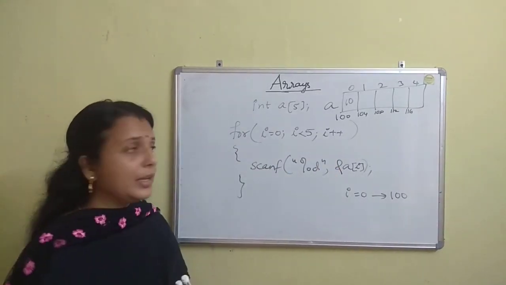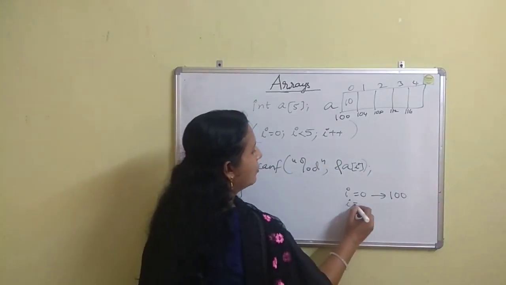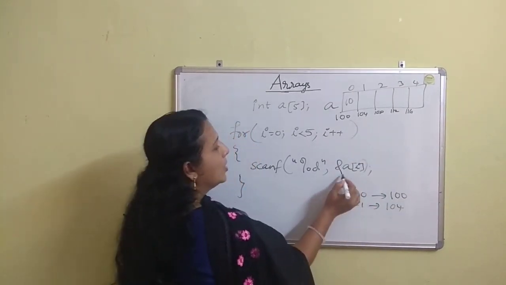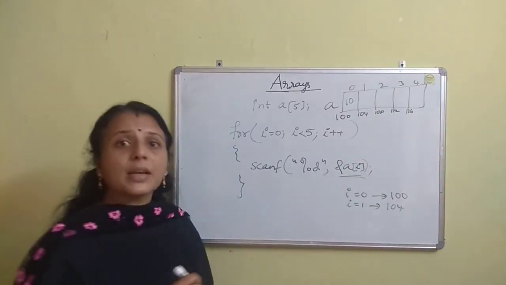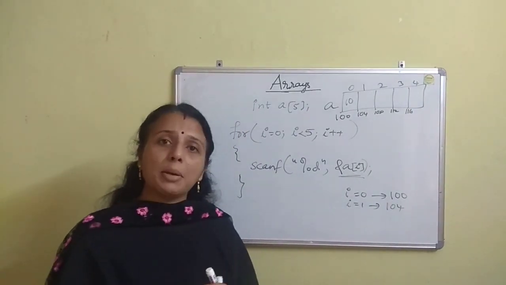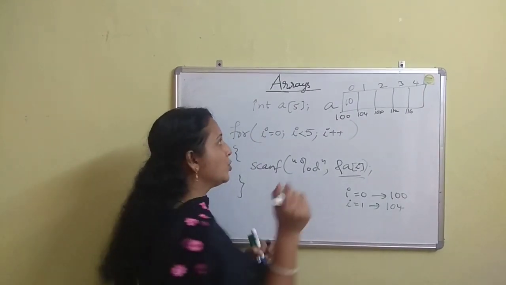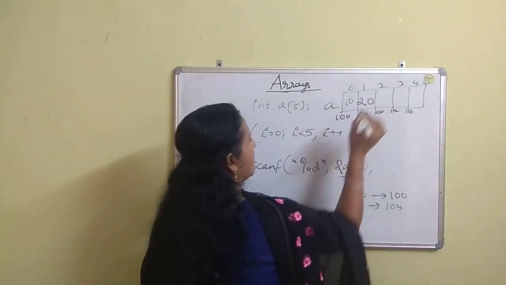So I became 1 here. When I becomes 1, what happens? It is indicating to 104. So take the value from the console and store into the memory location 104. Suppose the user provided the value 20. So this 20 comes here.